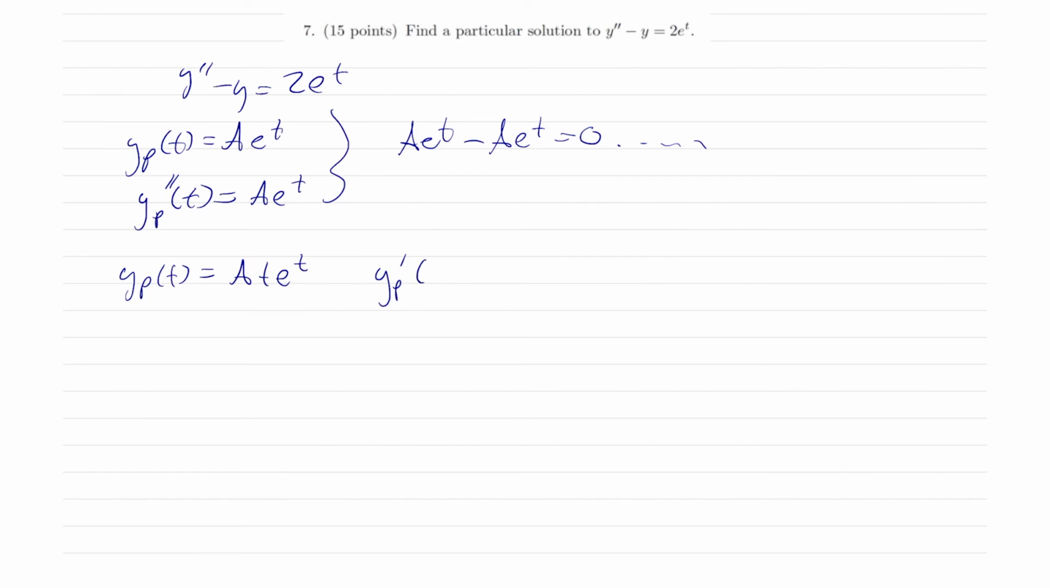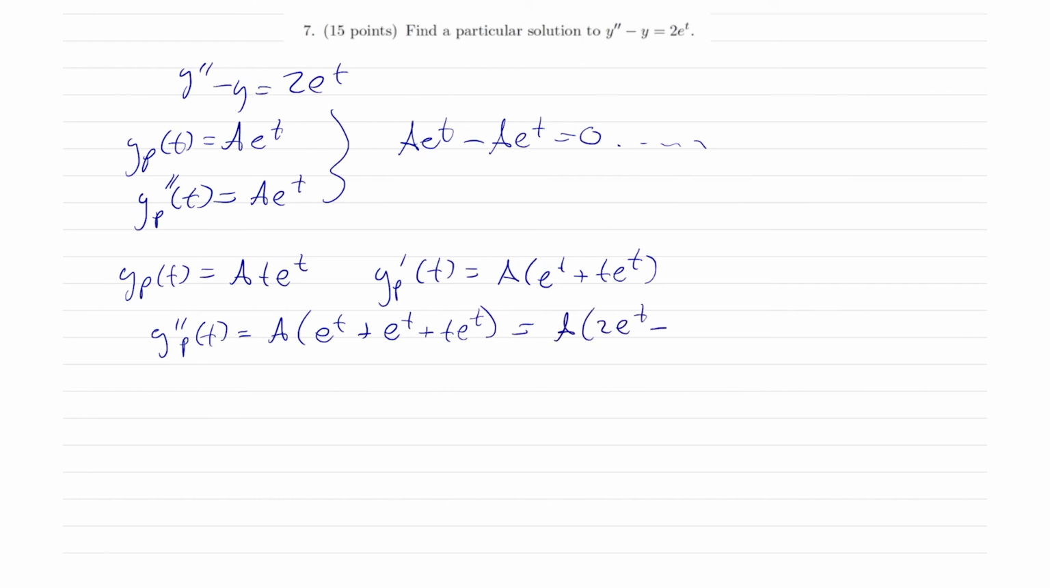So I get y prime, in particular, is going to be a times e to the t plus t e to the t. And then I get y double prime of p of t is equal to a times e to the t plus e to the t plus t e to the t, or rather I get a times 2 e to the t plus t e to the t. All right, now let's plug that in.